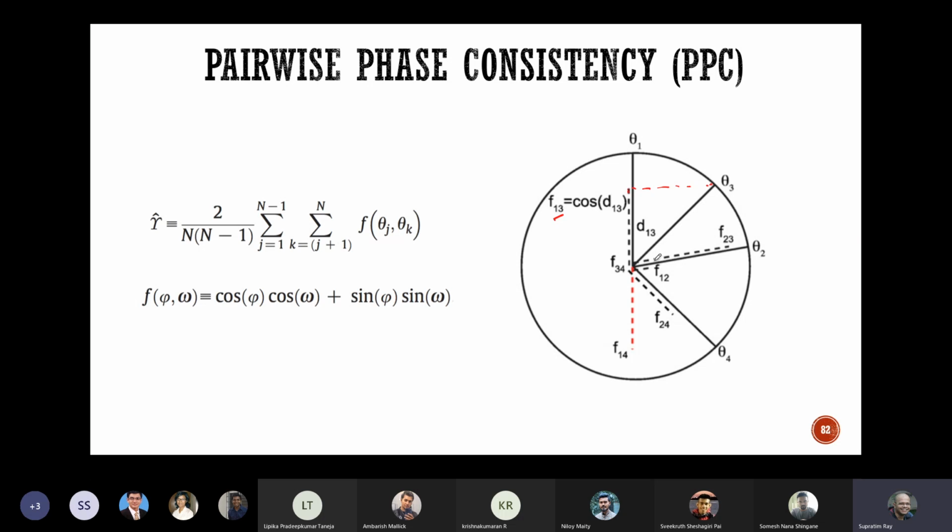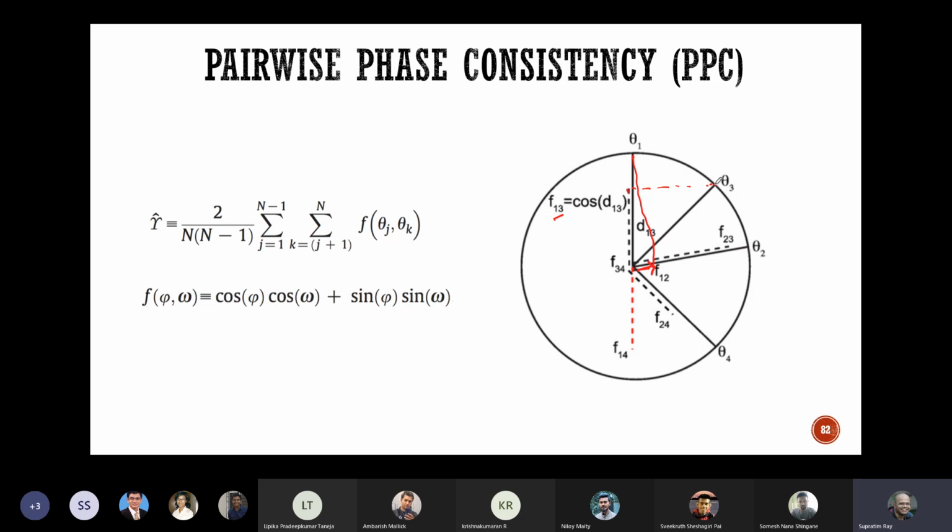Okay, so F12 is just the projection of this theta 1 on theta 2. That's this small vector here. This is the projection. If 2 vectors are orthogonal, it's going to be 0. Otherwise, this is the projection. So this is the dot product. So this is F12.